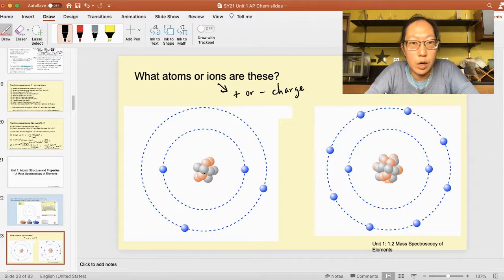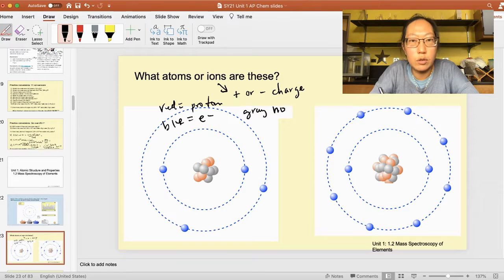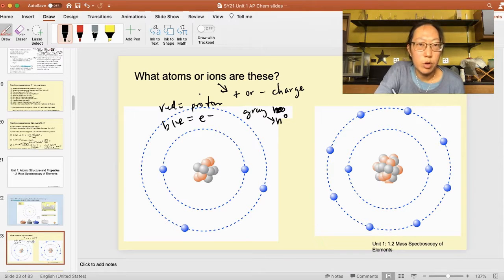First of all, we want to answer, is this an atom or an ion? The red is a proton. The blue are electrons, and I usually call those e minuses, and then the gray are neutrons. Protons are usually P+.